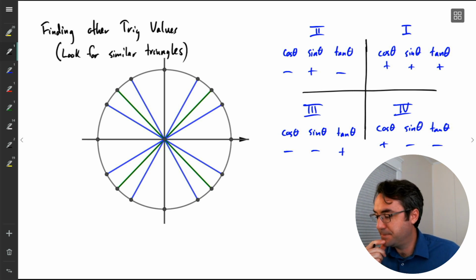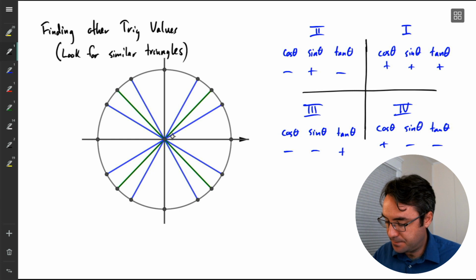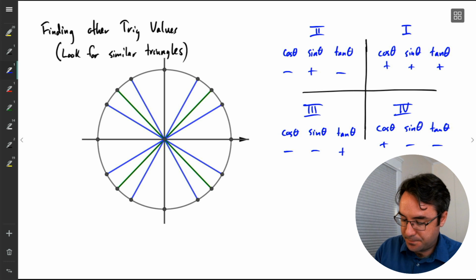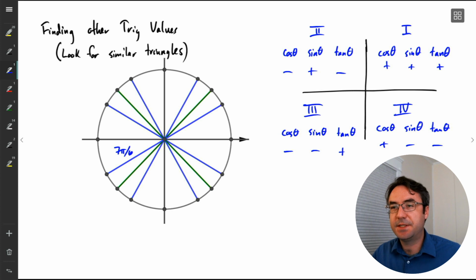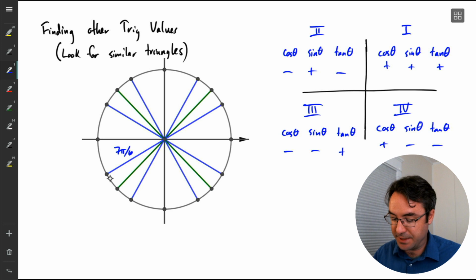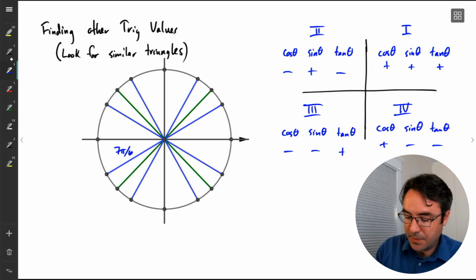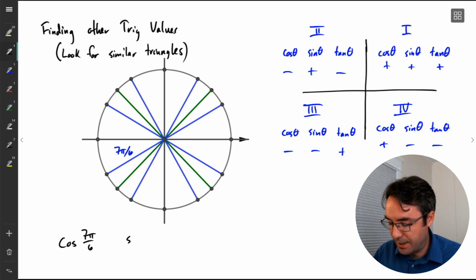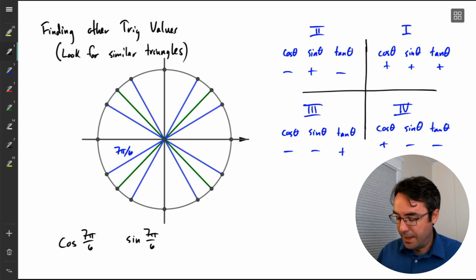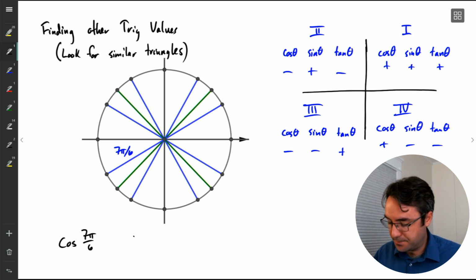All right, so for instance, let's say we wanted to evaluate sine and cosine at 7 pi over 6. So that's this ray right here. This is 7 pi over 6. How would we do it? We want to know what cosine of 7 pi over 6 is. We want to know what sine of 7 pi over 6 is.